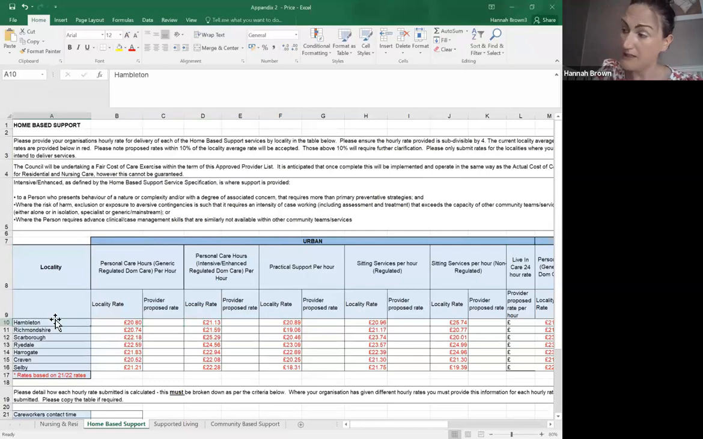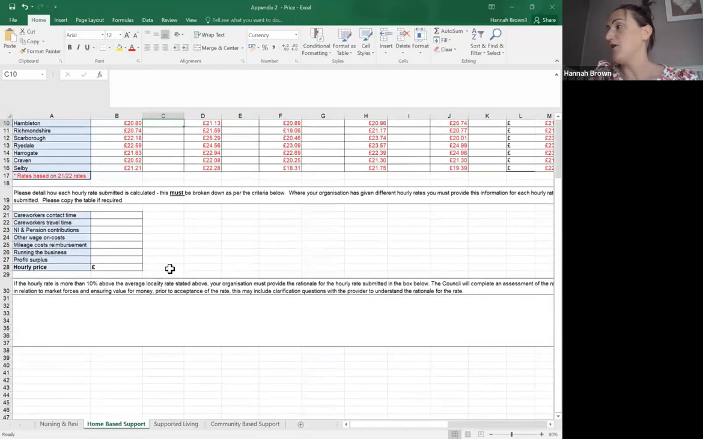And then you've got the different localities down the left-hand side, recognising that the cost of delivering care may vary across locality and may vary according to urban, rural and super rural delivery. So what the rates in red are here are the current averages that we are paying for delivering these types of services by locality and by urban, rural and super rural. What we're asking you to do is provide your proposed hourly rate in the box alongside that.